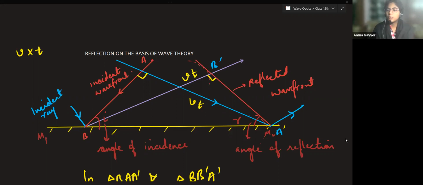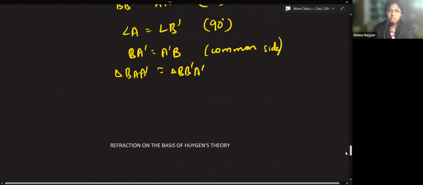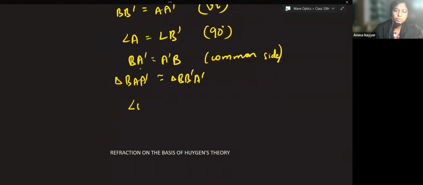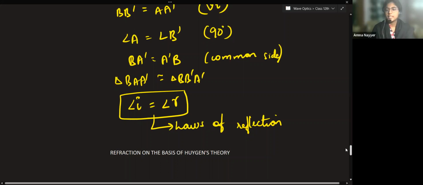So you can prove reflection on the basis of wave theory by this only. This shows that angle of incidence is equal to angle of reflection because both the triangles are now similar. And this proves the laws of reflection. Clear, class?